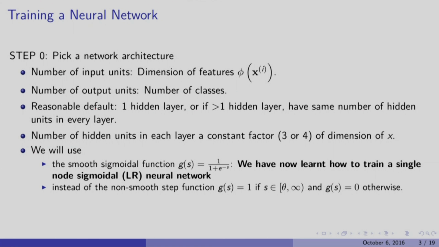However, for training a neural network we need to be able to update the weights in the intermediate layers as well. So given a fixed structure, a fixed number of output units and the choice of a smooth sigmoidal function, we are going to discuss how the intermediate weights, the weights in the hidden layers for a neural network, can be updated through something called backpropagation.